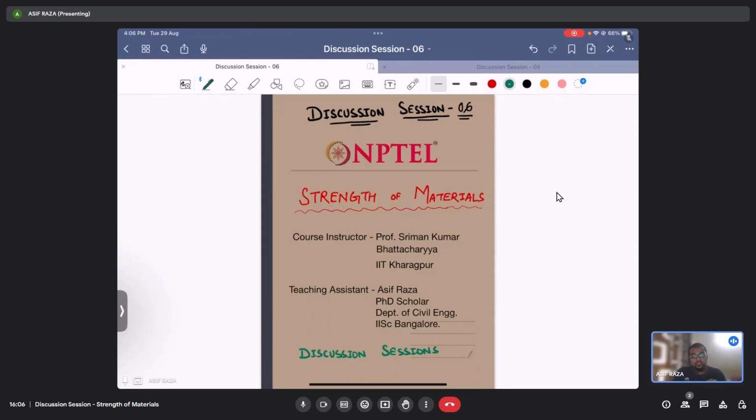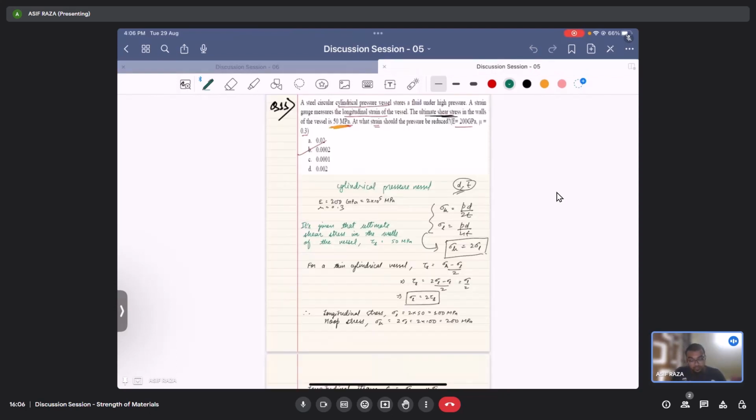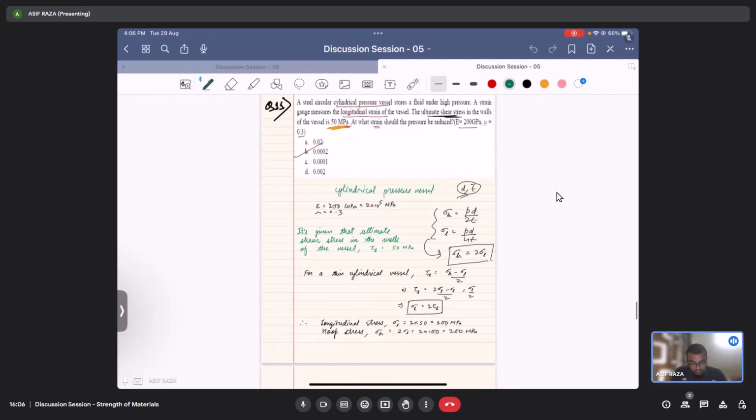Before that, I wanted to revisit one question which we discussed in the last session. This was question number 11. The question was, a steel circular cylindrical pressure vessel stores a fluid under high pressure. A strain gauge measures the longitudinal strain of the vessel. The ultimate shear stress in the walls of the vessel is 50 megapascal. At what strain should the pressure be reduced? Young's modulus and Poisson's ratio values were given. So this is a very good question.